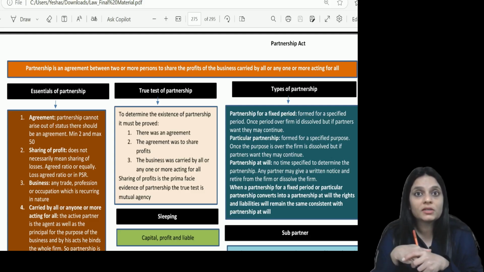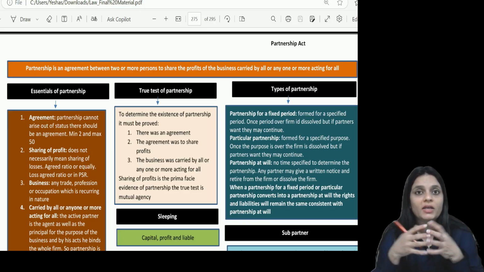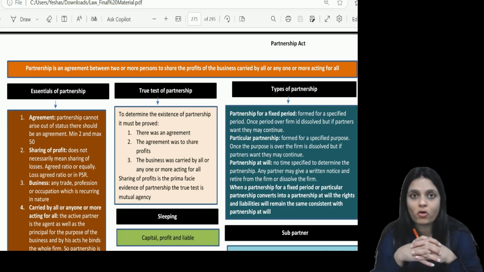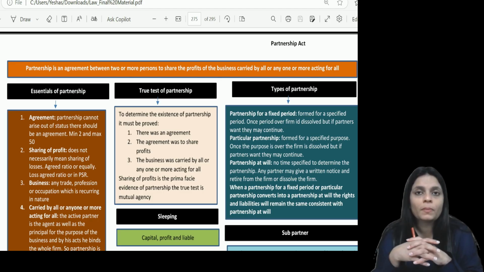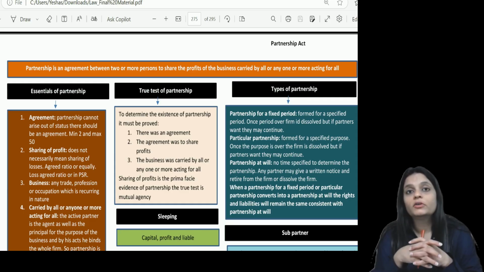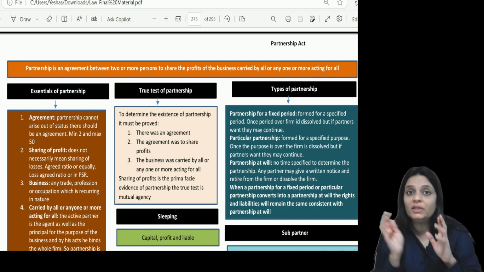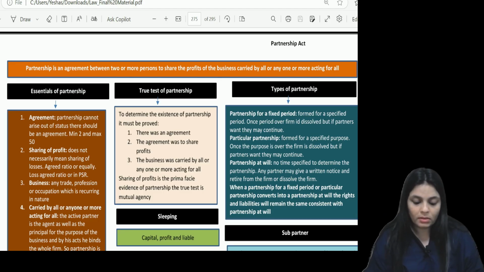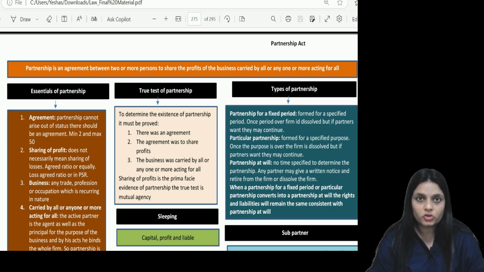So we are starting with this revision session where we are going to revise the entire syllabus of CA Foundation Law. Not very detailed, but not very fast either. We'll be covering all the topics, and the videos are divided unit wise. So you will see all the videos will be discussed as per the units. Starting today, we are going to start with the Partnership Act.